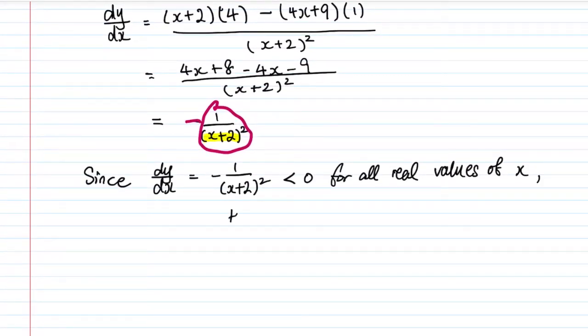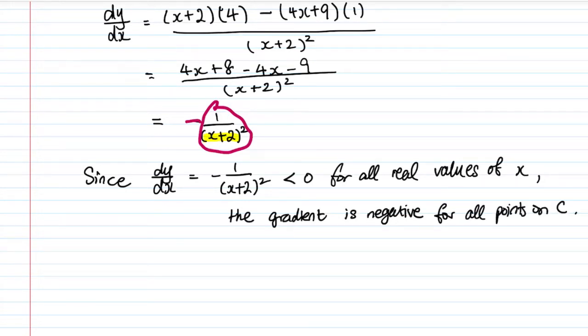What happens is the gradient, or the dy/dx, in this case the question worded it as gradient, is negative for all points on C. And that very simply is going to be your answer there, finished. So part 1 is very simple. I won't dive any deeper because I think it is very straightforward.